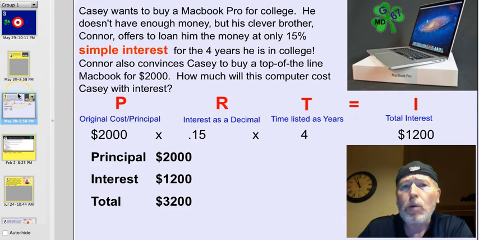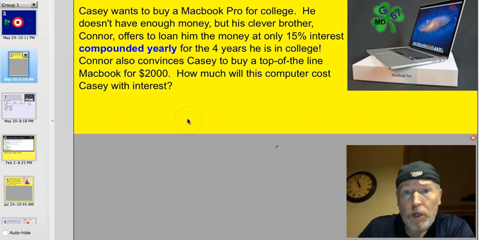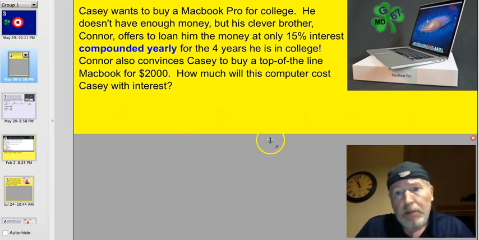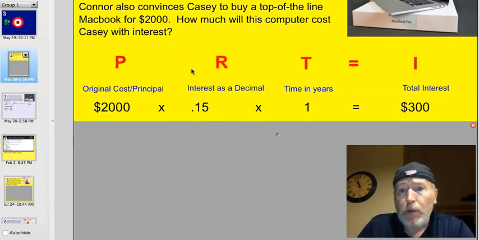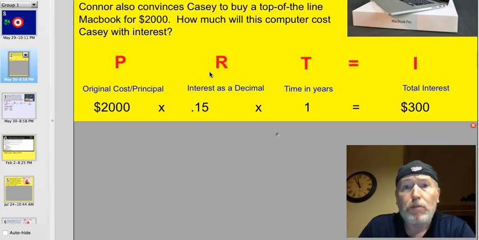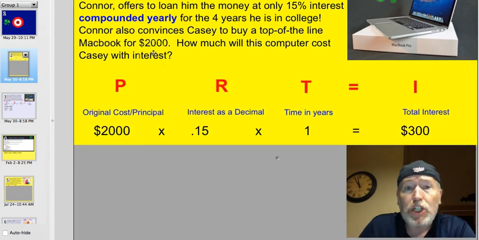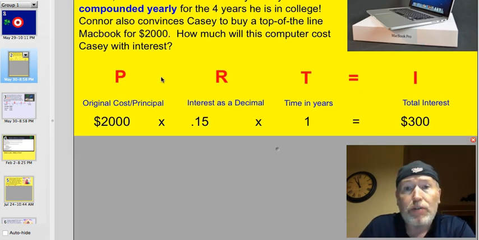All right, let's take a look at what happens tonight when we're working with compound interest. We're going to set the problem up the same way. We're going to use PRT: principal, rate, and time will be the interest. But we have to do 4 steps because the interest is going to compound yearly. So each year we have to stop and figure out how much interest he paid on that year. So watch the way it works. Here was the $2,000. Here's the interest as a decimal, 0.15. At the end of that first year, he owes $300 in interest. Watch what happens.